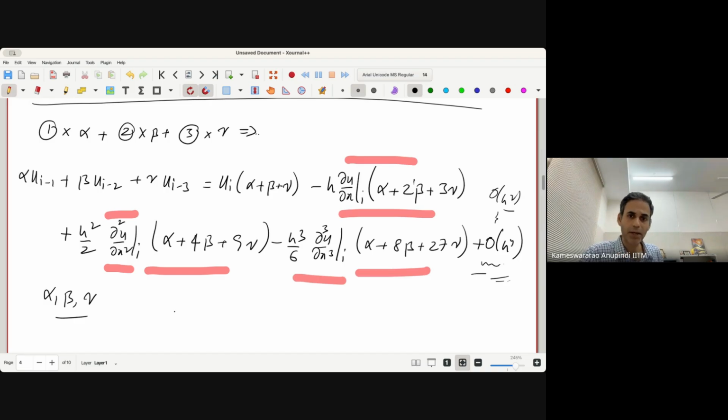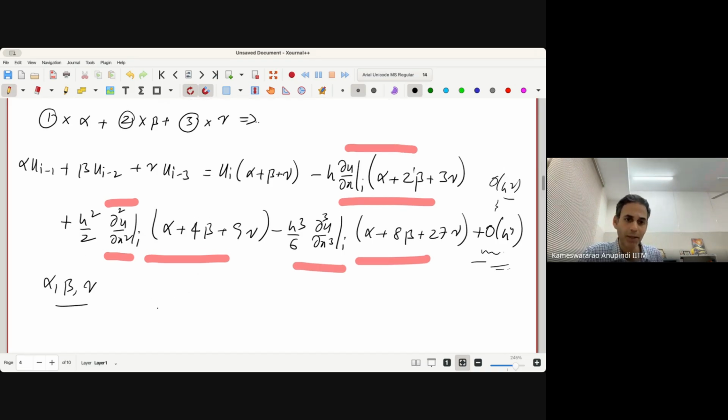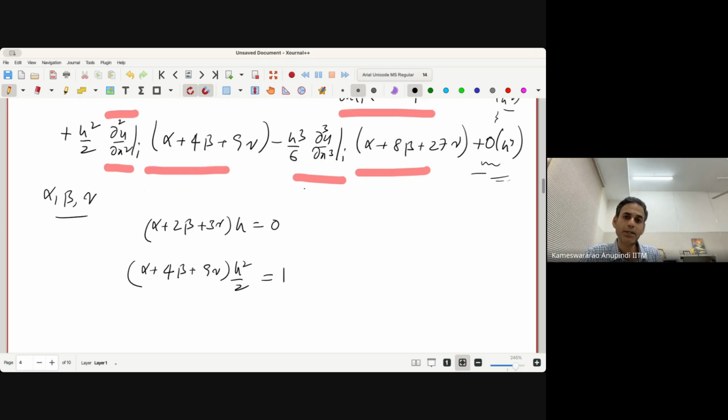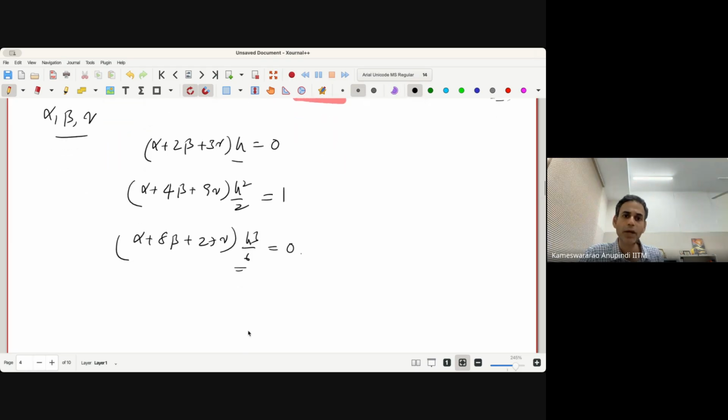That means I can write this as alpha plus 2 beta plus 3 gamma times h equals 0. That is one constraint I have. Second one is alpha plus 4 beta plus 9 gamma times h square by 2 equals 1. That is the other constraint. And then the last constraint is alpha plus 8 beta plus 27 gamma times h cubed by 6 equals 0. The h can be neglected from here because the right hand side is 0 anyway.